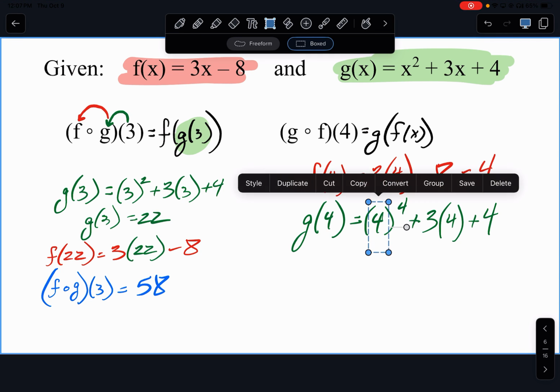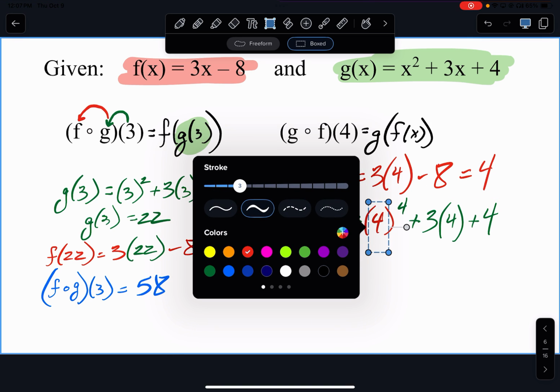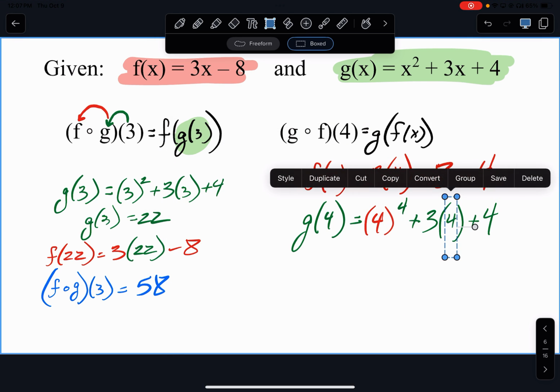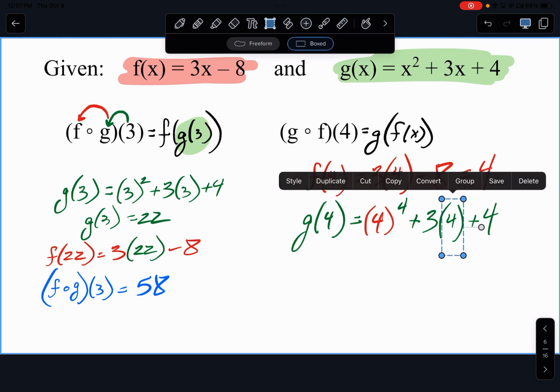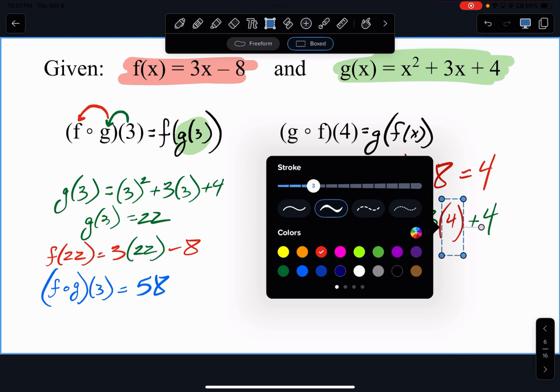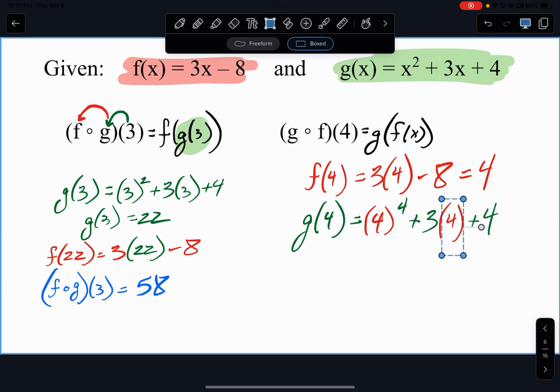Remember that this 4 right here came from our previous step. I don't know why I put that there. I think it's from a future problem. It should be squared.